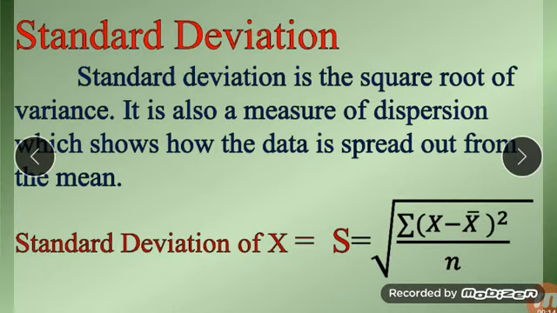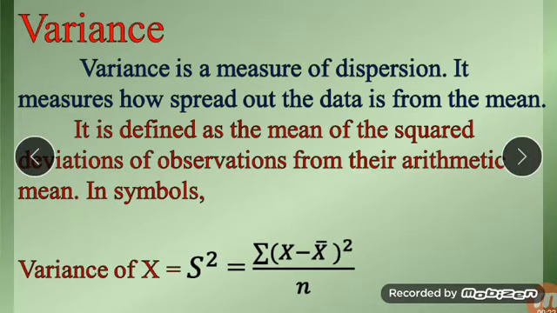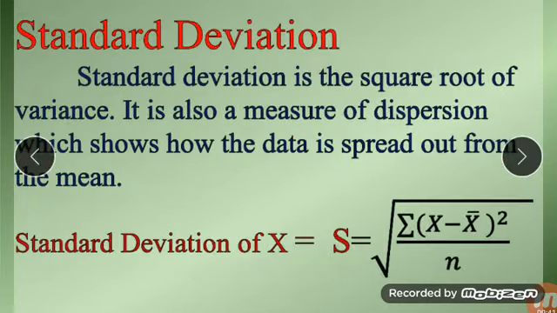Here we have standard deviation, another measure of dispersion. Standard deviation is basically the square root of variance. It's similar to variance. In variance, in order to make the values positive, we take the square. So now, in order to have the standard dispersion or standard variation, we have to eliminate this square. It can be eliminated by taking the square root. So standard deviation is the square root of the variance. Now there will be no square, and there will be a square root. It is also a measure of dispersion, which shows how the data is spread out from the mean.